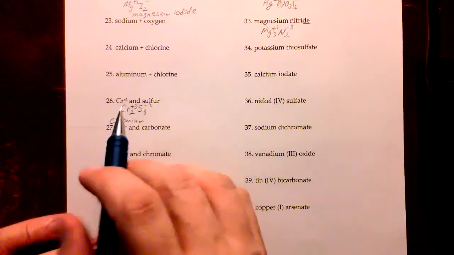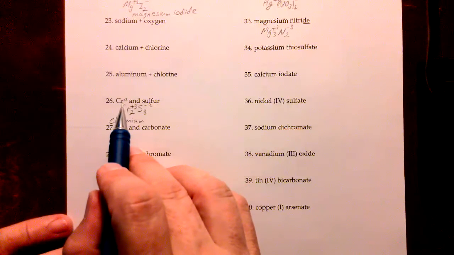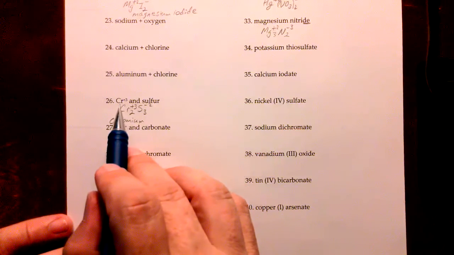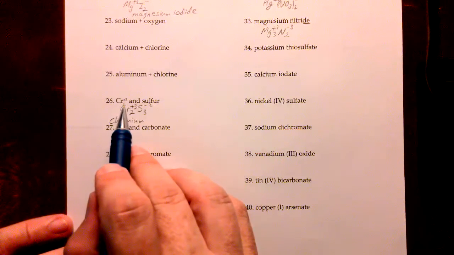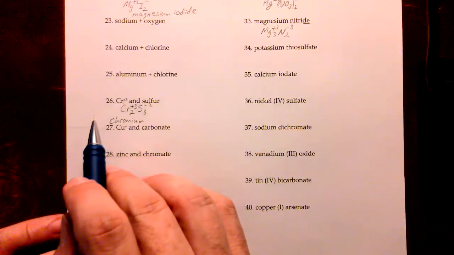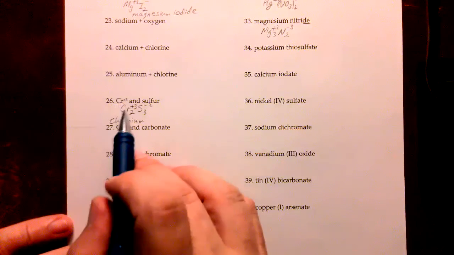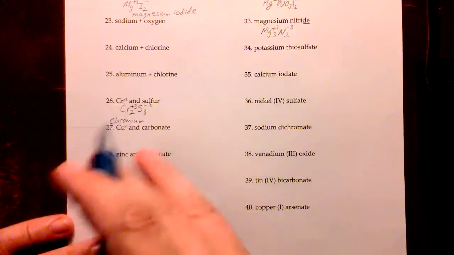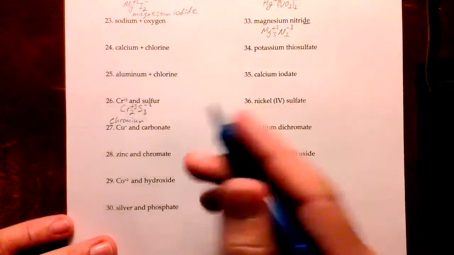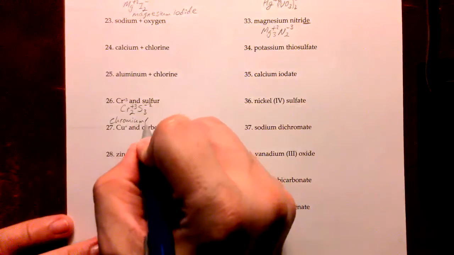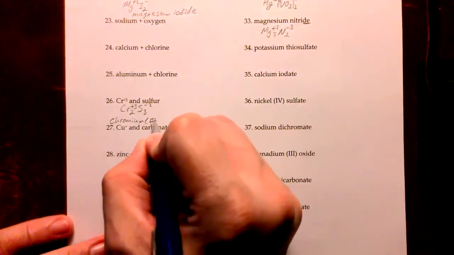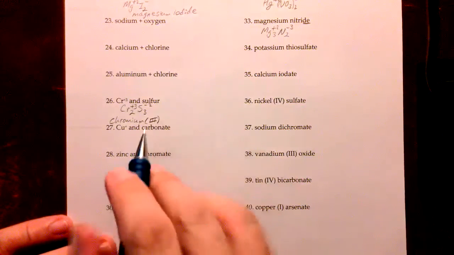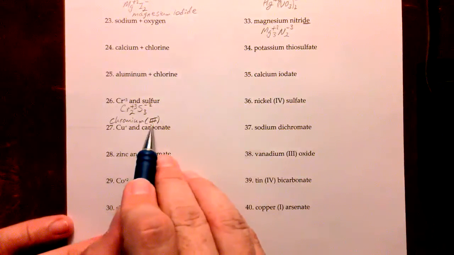It's alphabetical. You know it's a positive, so look on the left side. Is there more than one version of chromium? Yeah, it has multiple charges, doesn't it? It doesn't always have positive 3. So we're going to tell the people reading this that it's positive 3, and we're going to do that by this. Roman number 3 in parentheses. And then they will say, oh, you mean the positive 3 type.